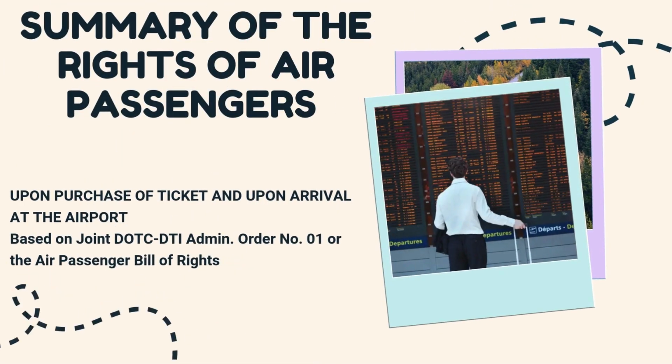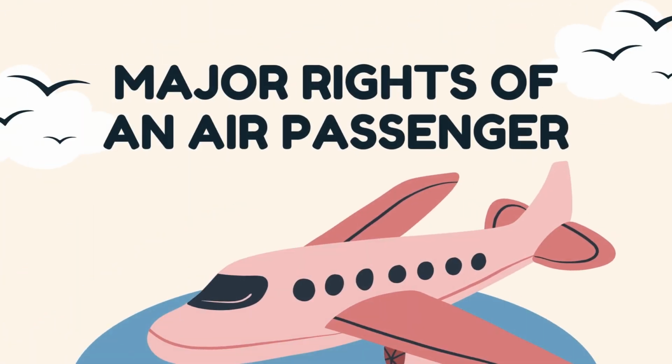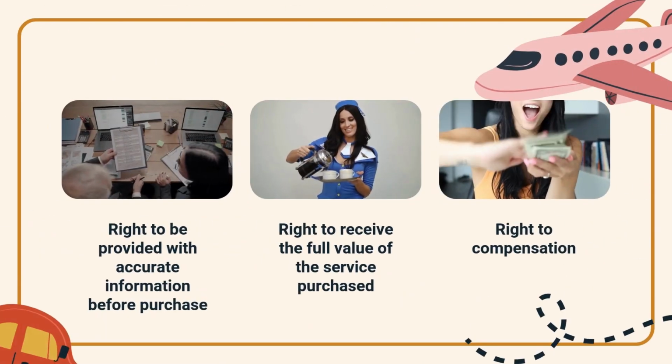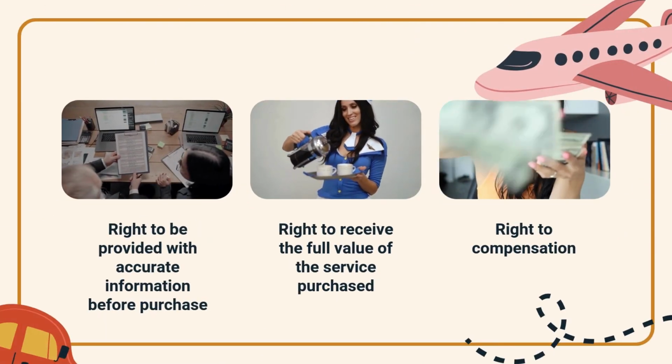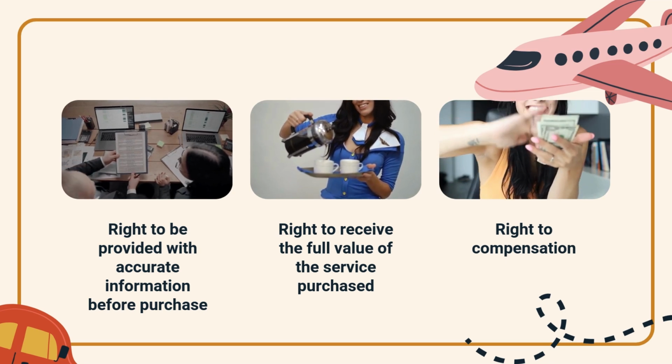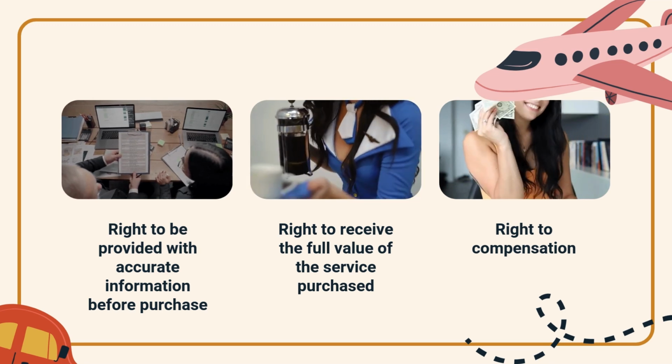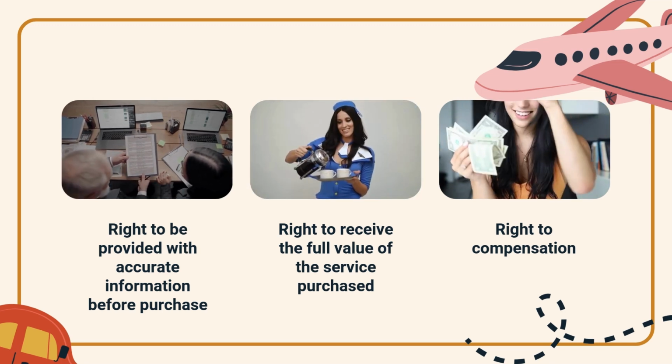Summary of the rights of an air passenger, upon purchase of the ticket and upon arrival at the airport, based on the joint DOTC and DTI Administrative Order Number 1, or the Air Passenger Bill of Rights. Major rights of an air passenger. One: right to be provided with accurate information before the purchase. Before the purchase, all information needed for the flight should be provided to the customer. If not, it is a breach of the Bill of Rights.